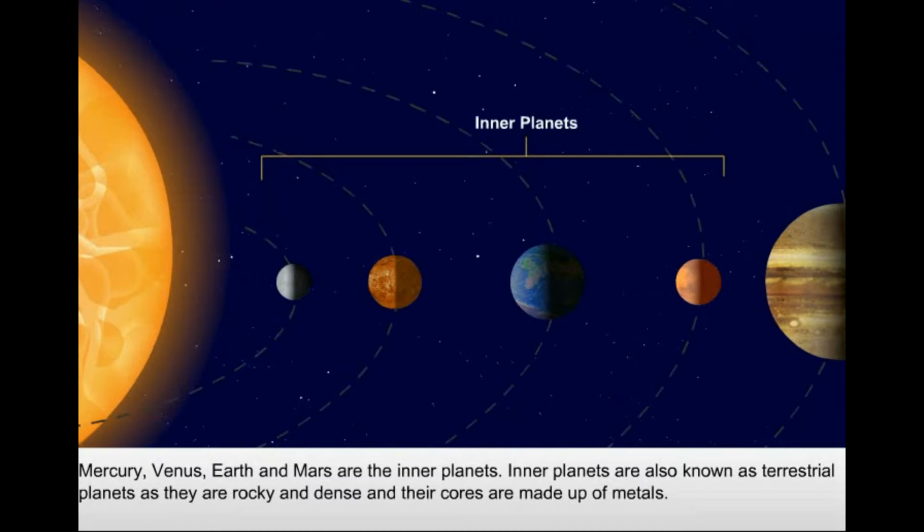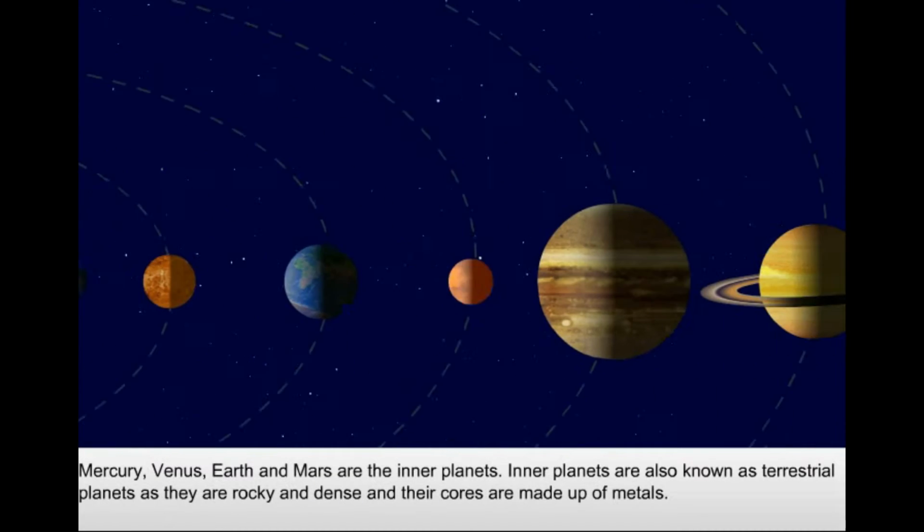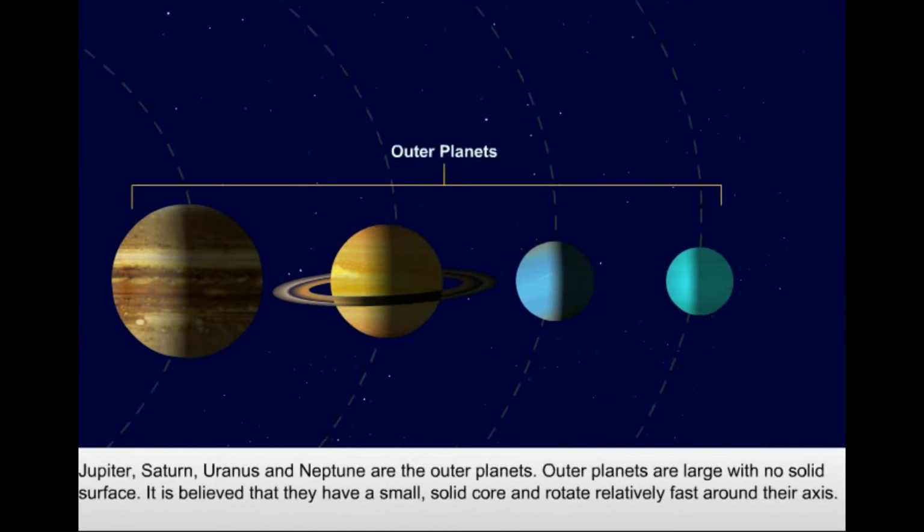Inner planets are also known as terrestrial planets, as they are rocky and dense, and their cores are made up of metals. Jupiter, Saturn, Uranus and Neptune are the outer planets. Outer planets are large with no solid surface. It is believed that they have a small, solid core and rotate relatively fast around their axis.